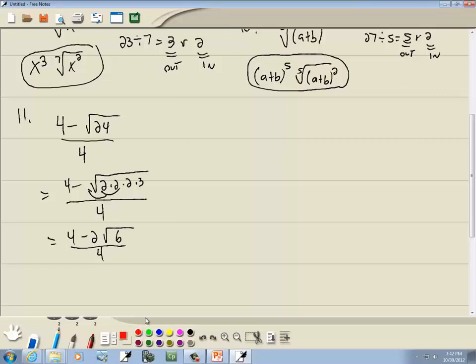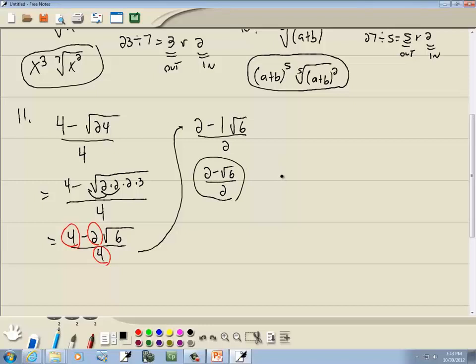Now, this type of form you see right here, you see this a lot in the quadratic formula, which we'll see later in this course, and then you see it in college algebra too. And basically, it says if you can divide this number and this number and this number by the same number, do so. Well, those are all divisible by 2. So 4 divided by 2 is 2 minus 1 square root of 6 over 2. Which gives us 2 minus square root of 6 over 2. And that's our answer.